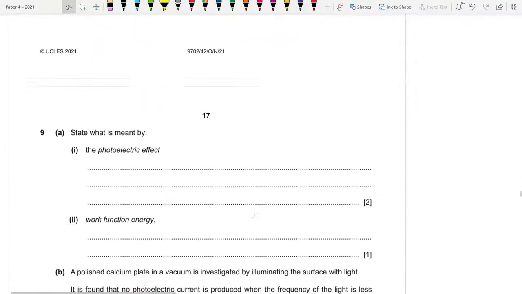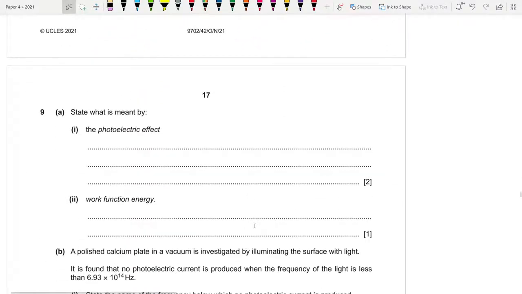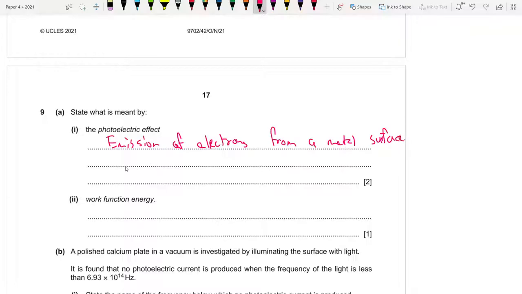Okay, cool. Moving on to 9. What is the photoelectric effect? Basically, it's the emission of electrons from a metal surface when electromagnetic radiation is incident on the surface, on the electrons of the metal surface.